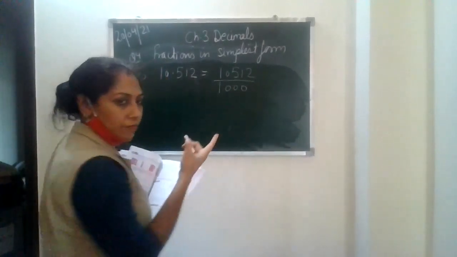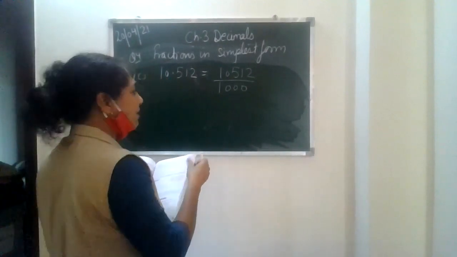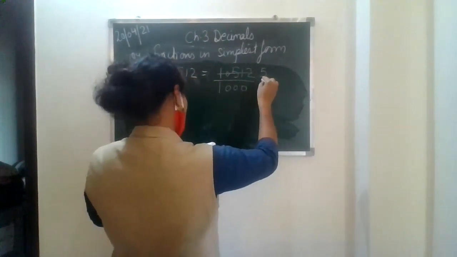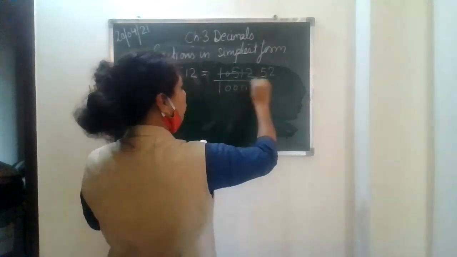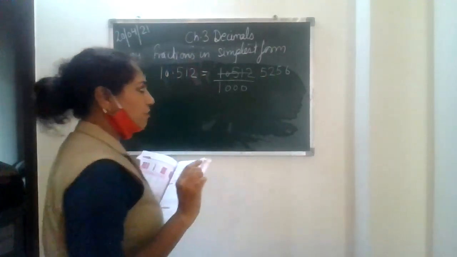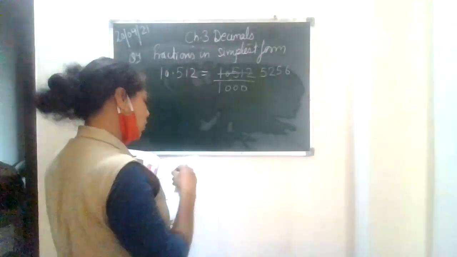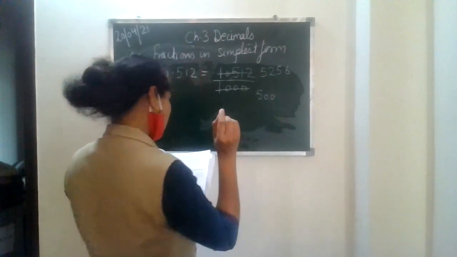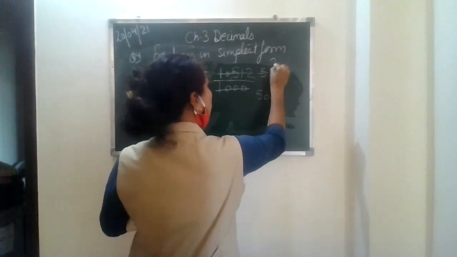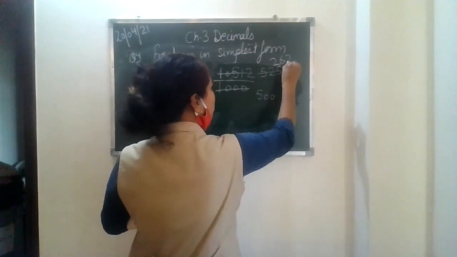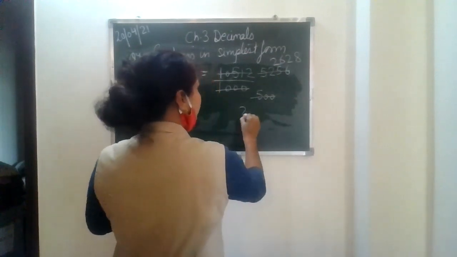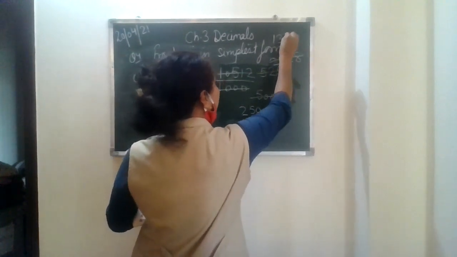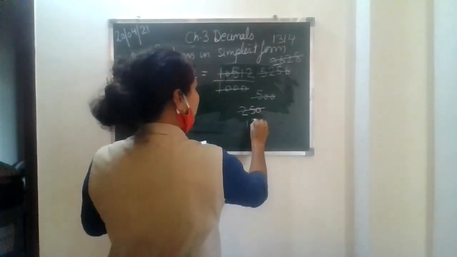Now I'm going to divide it with a common factor. So let us do it with 2. 2 fives are 10, then 2 twos are 4, then 5 and 6. So 5256. If you divide it by 2, you need to be very quick with the division part. Then here you will get 500. Again, you can go with the 2. 2 sevens are 14, 2 fours are 8. Here 250. Okay. Again, you will go with the 2. You will get 1314 and here you will get 125.